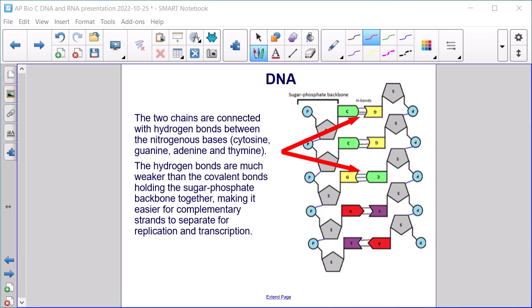The two chains are connected with hydrogen bonds between the nitrogenous bases. So between the cytosine, guanine, adenine, thymine, you see these lines. These are the hydrogen bonds. The hydrogen bonds are much weaker than the covalent bonds that hold the sugar-phosphate backbone together, making it easier for complementary strands to separate. So we can separate these two strands because we can break these hydrogen bonds to allow the DNA to replicate and be transcribed into proteins.